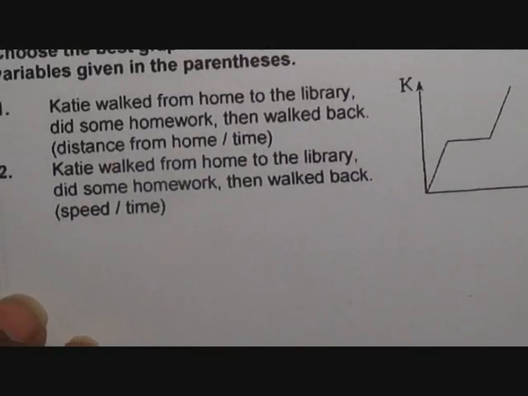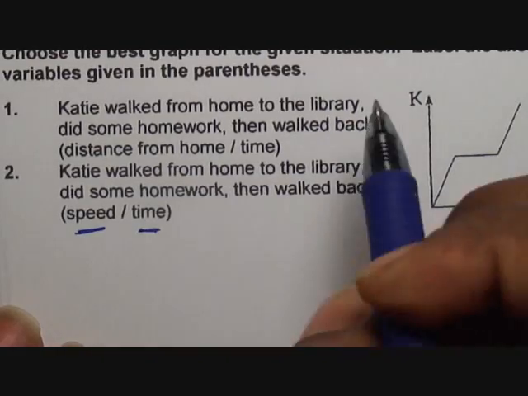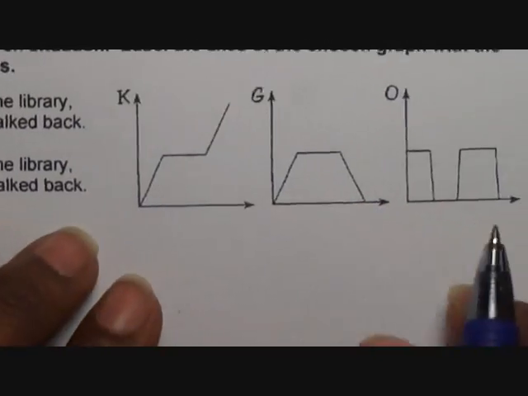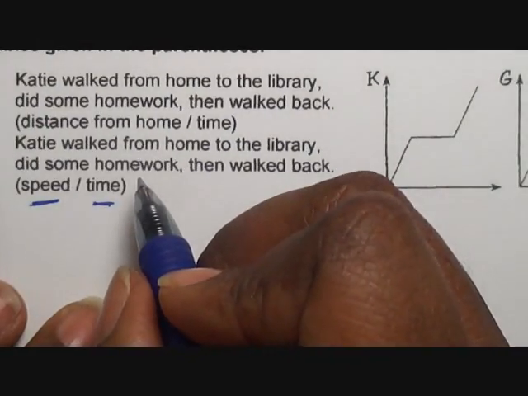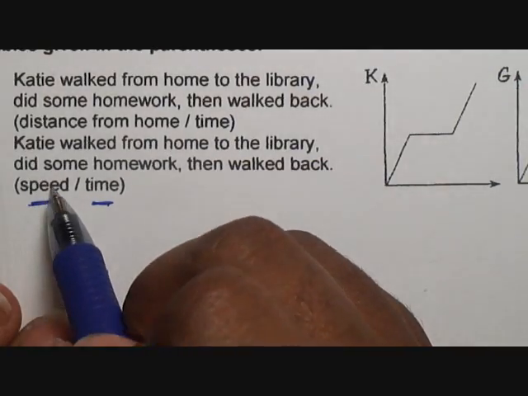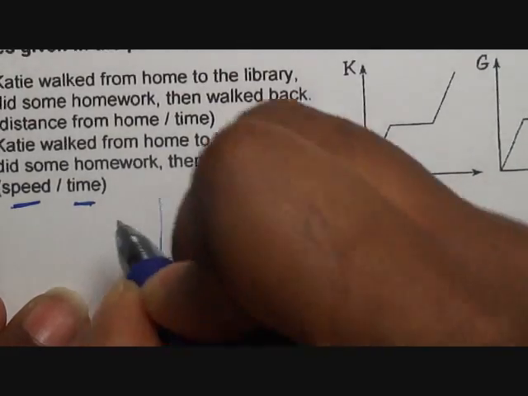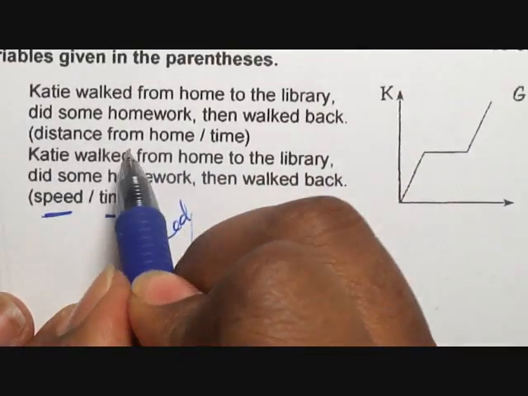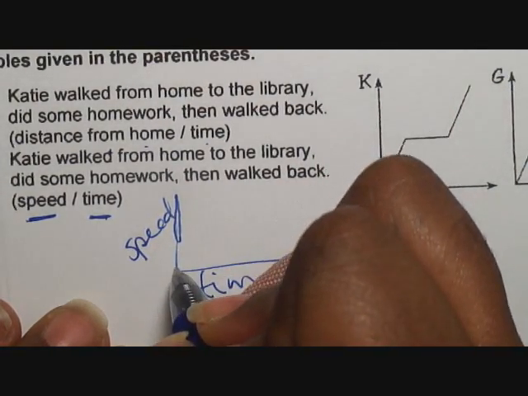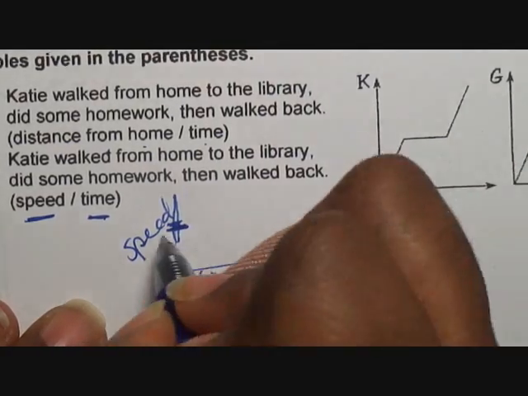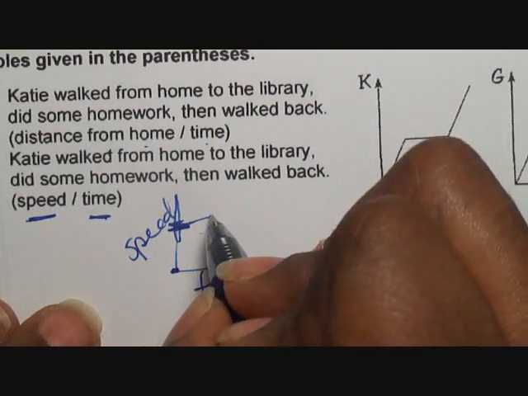Okay, for the second scenario, Katie walked from home to the library. And this time we're comparing speed and time. She did some homework and then walked back. So we already know this one is taken for number 1. Since we're comparing speed to time, time is going to again be on the bottom and speed is going to be over here. And she walked from home. She's actually not stopped. So we can't start at 0 on speed. Speed, she would at least have to be walking. So she would be walking and then all of a sudden she's not walking. So we don't gradually go down.